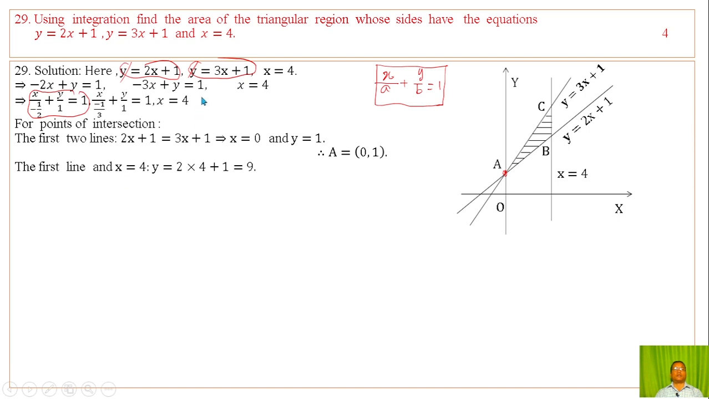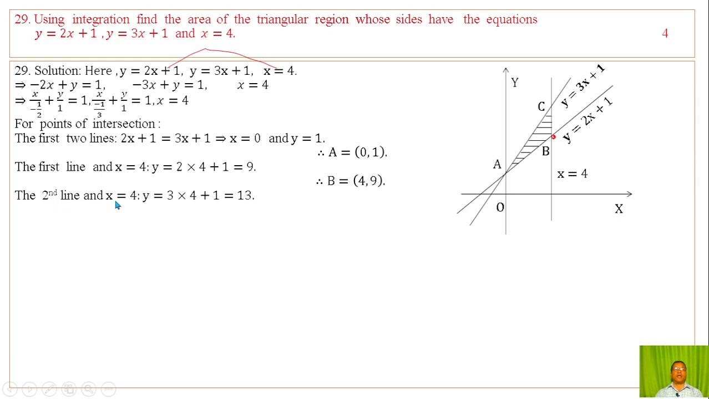The first line with x equal to 4: putting x value 4, the y value is 9. So B has coordinates 4, 9. The second line with x equal to 4: the point of intersection, with x is 4, we have y equal to 13. Therefore C has coordinates 4, 13.